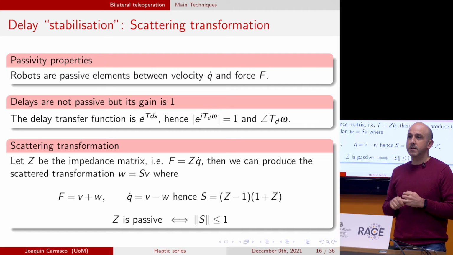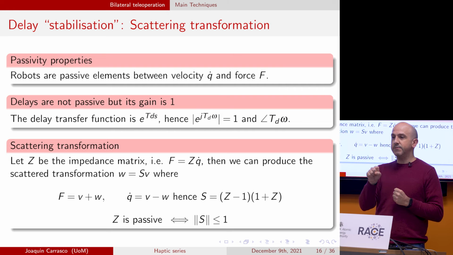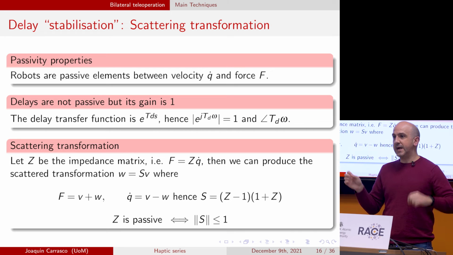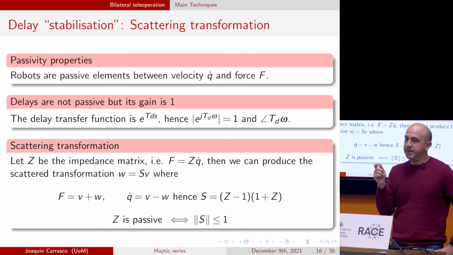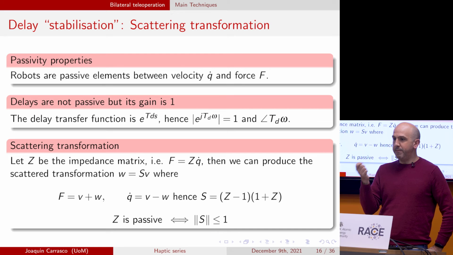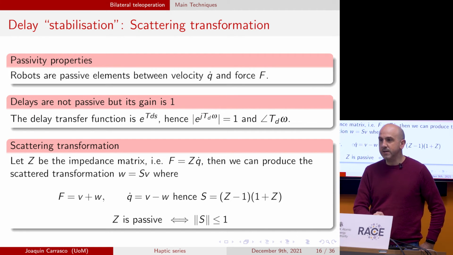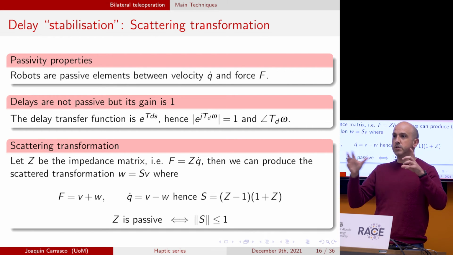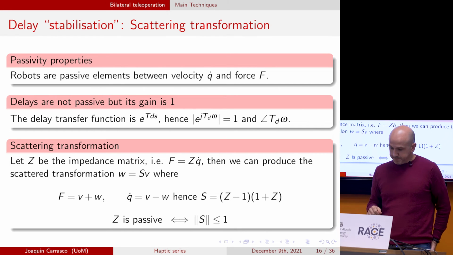What they are doing is, we have a delay in the center, something that is not going to be passive. But what we are going to do is produce an alternative formulation of the block in the middle, by a combination of the input and the output. So instead of sending the force or the velocity only, we are going to send a combination of the force and the velocity to the other side, and this combination of force and velocity is going to make whatever we have in the center look like a passive system.